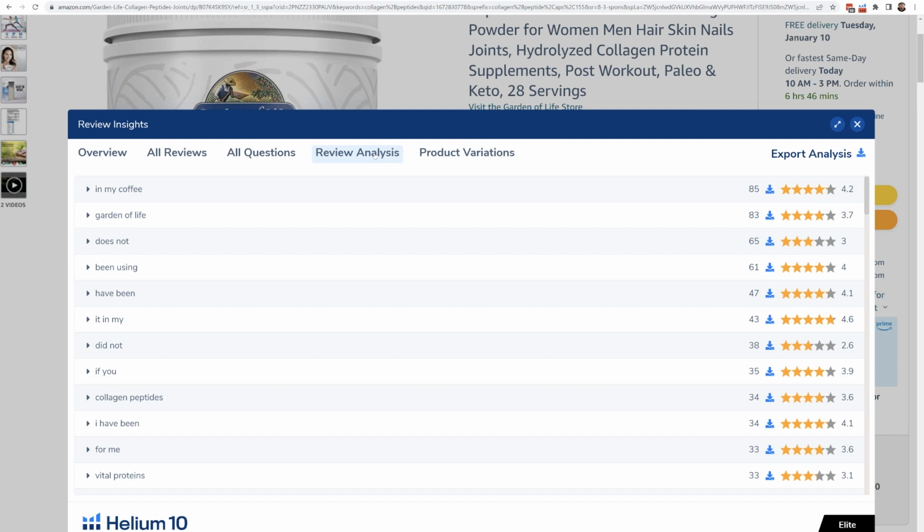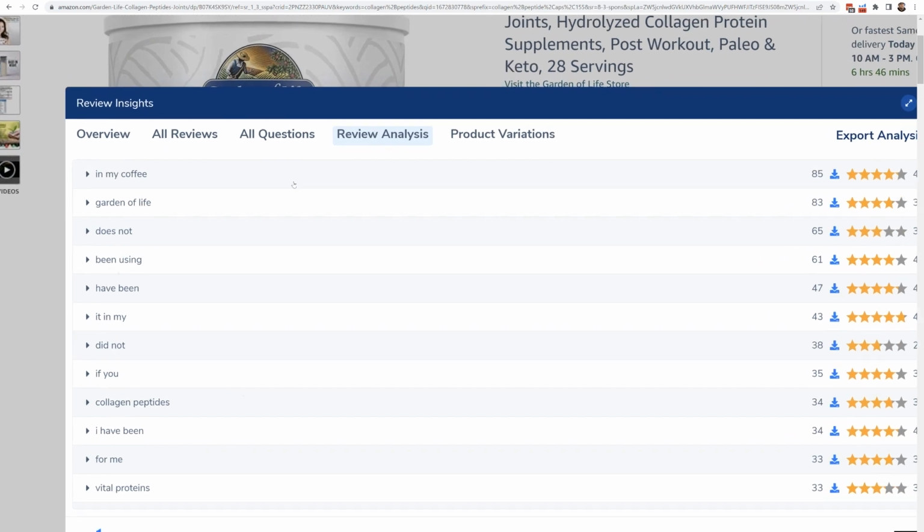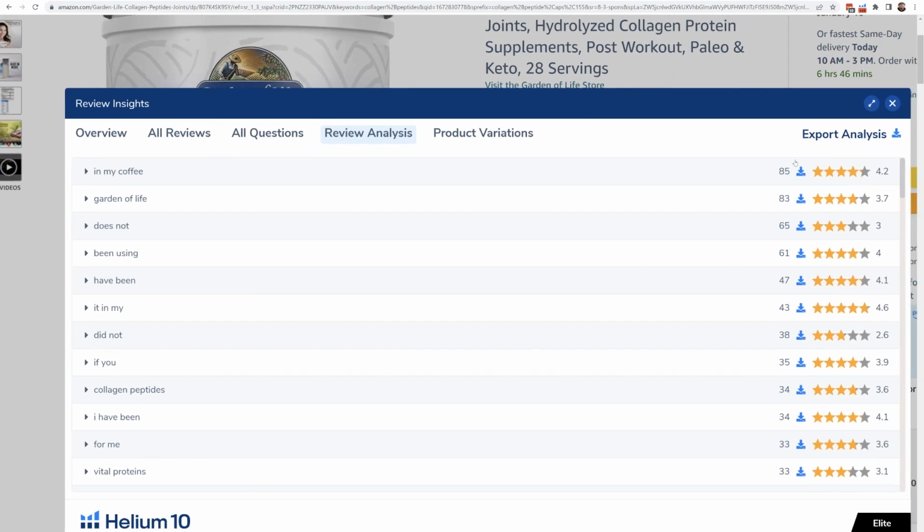Now, what this does is it shows the top 2, 3, 4 word phrases that appear the most in the reviews. You might think that the number one phrase that would appear in collagen peptides would be collagen peptides, and in a lot of listings, that's the way it is. But no, not here. You look here, the number one phrase is "in my coffee." That's why it's at the very top here.